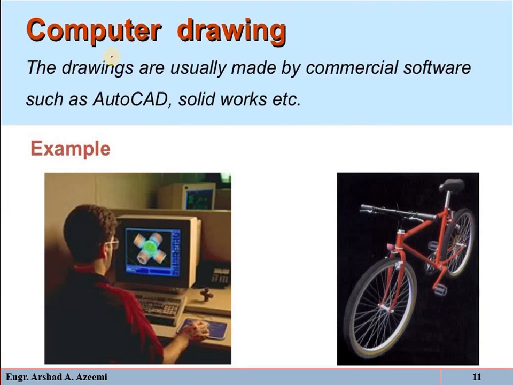Similarly, then we have the computer aided design. So the drawings are usually made by commercial software, for example AutoCAD, SolidWorks or Surfer. Remember again, manual drafting or manual drawing is important before going into computer drawing, because in the computer you are just giving the command and it is drawing the required object accordingly. So if you know the basic principles and fundamentals of engineering drawing, then you will understand how the computer has drawn the required object.